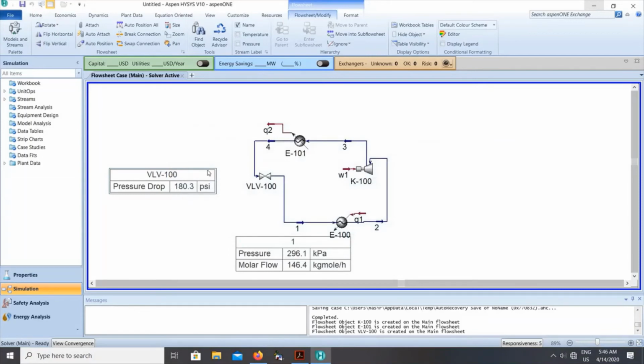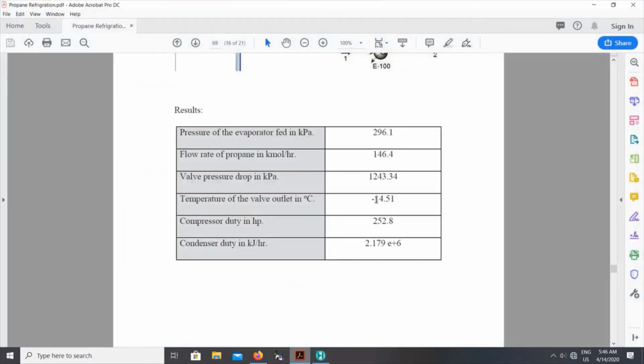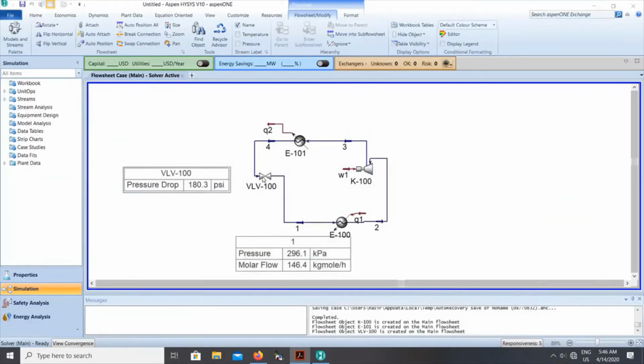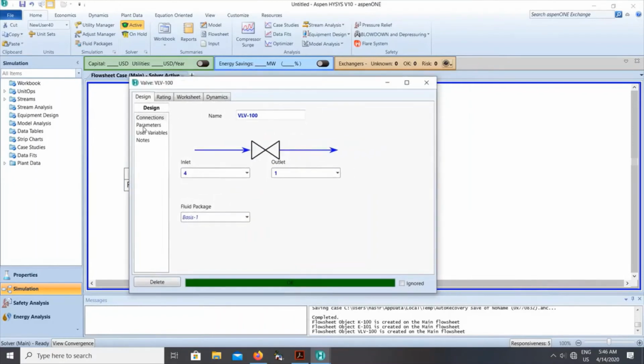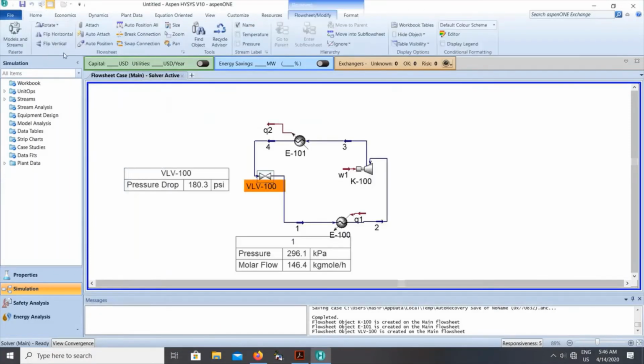By default it is 183 psi, but the pressure drop in kilopascal will be the same as is shown here, which is 1243.34. If you want to cross check this one, you double click and open this valve, you go to parameter and just scroll to the top. You can see the pressure is 1243 kilopascal. You can change this from the unit set also, but I'm not doing this, I just want to leave it like this.